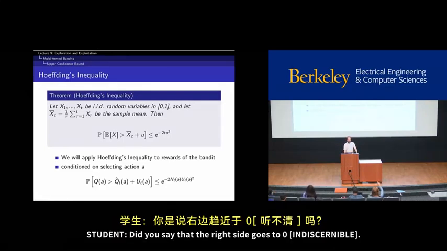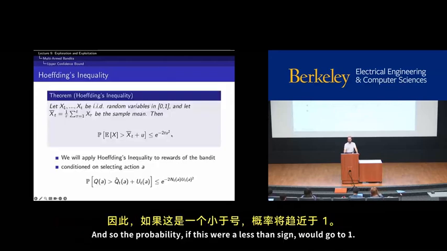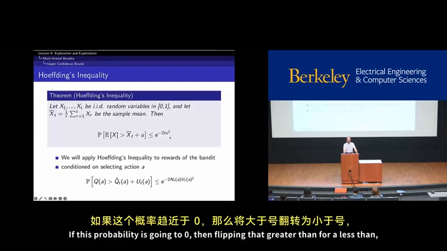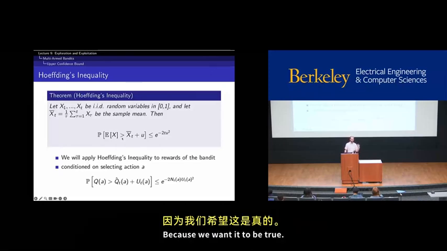Yeah? The right side goes to 0 as t or u increase. And so the probability, if this were a less than sign, would go to 1. So if this probability is going to 0, then flipping that greater than for a less than, which is what we're hoping for, that probability goes to 1, which is great because we want it to be true.